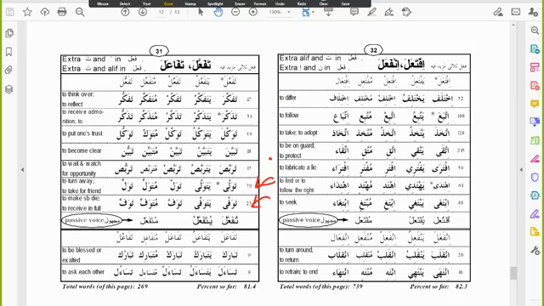Tawaffa. Right? Tawaffa means that the person died. And it can also mean fulfilled. So the person fulfilled his life, therefore he died. All right? So tawaffa, and to receive in full. And this is yatawaffa. The person is receiving in full and also is dying.